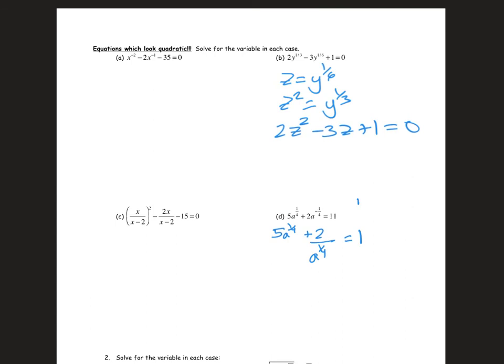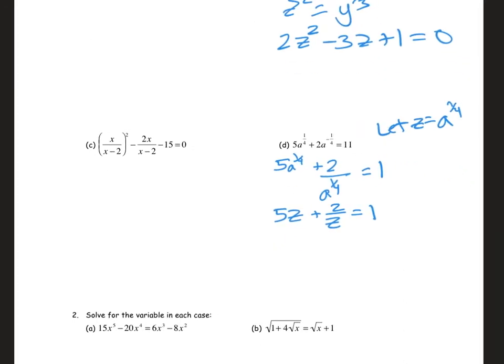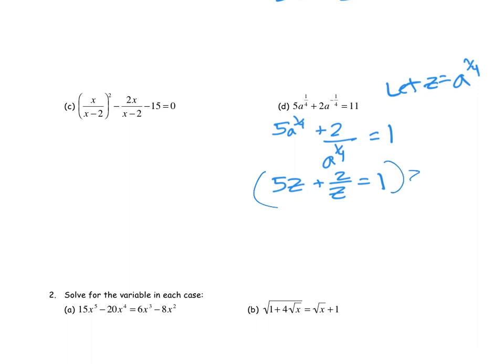I find it's easier to do that, even though it's not going to initially make it a quadratic, it is just easier to work with. So if I let z equal a to the 1/4, I can rewrite this as 5z plus 2 over z equals 11. And now to solve this, I'm going to multiply both sides by z just to get that out of the denominator. And here's where I get a quadratic. 5z squared plus 2 equals 11z. And then I can bring everything to one side.